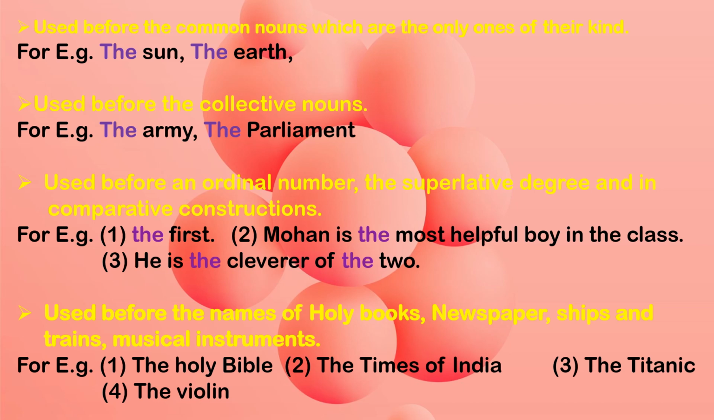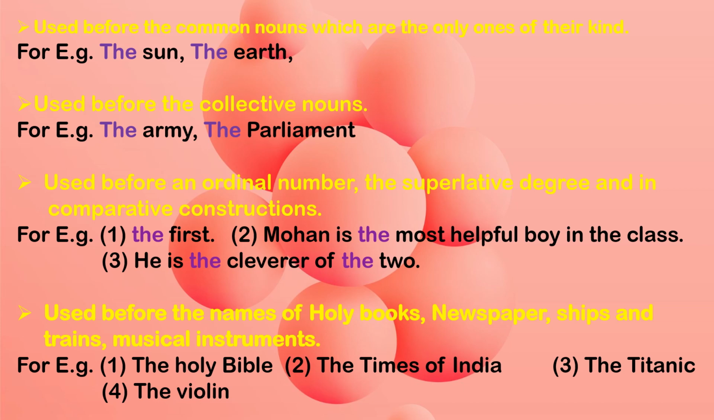Whenever we are using the superlative degree, we use "the". We have learned in adjectives, children, that adjectives are divided into 3 degrees: positive, comparative and superlative. So whenever we are using the superlative degree, we have to use "the". And sometimes, not every time, in comparative constructions also we use "the". For example, first: Mohan is the most helpful boy in the class, a superlative degree. Number 3: He is the cleverer of the two. This is a comparative construction.